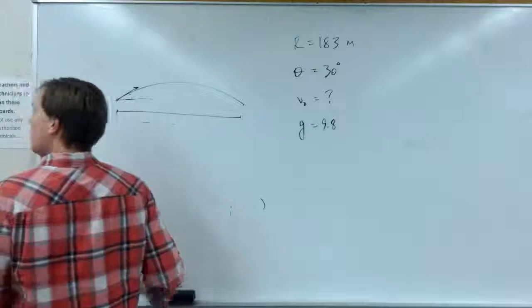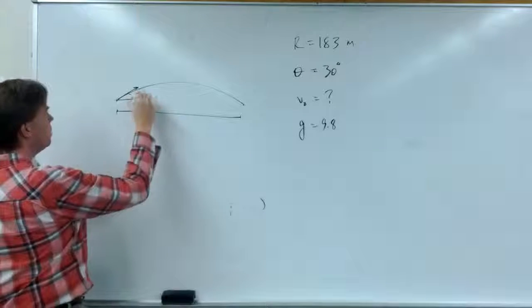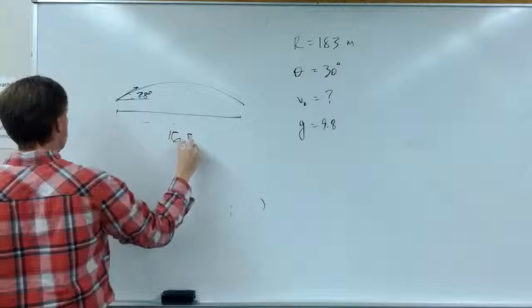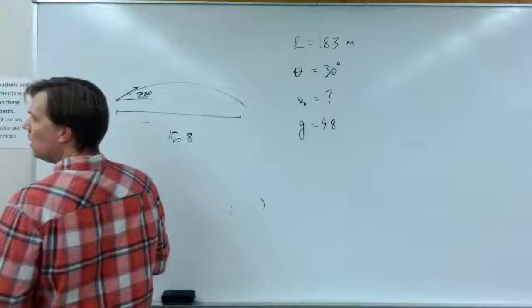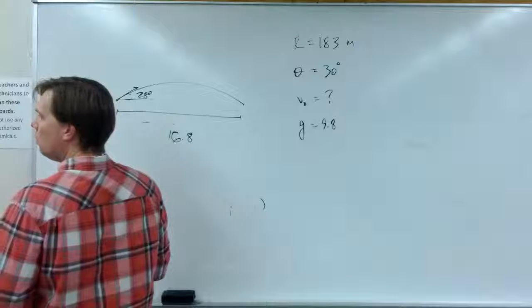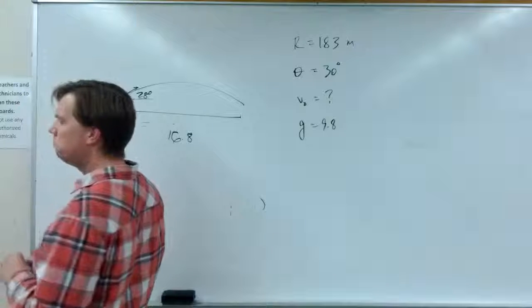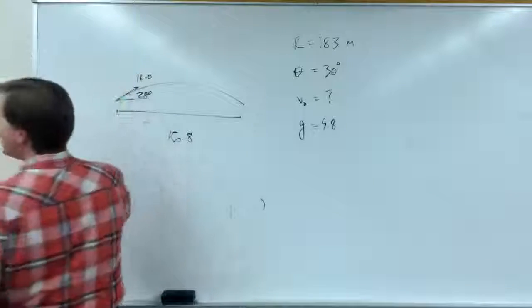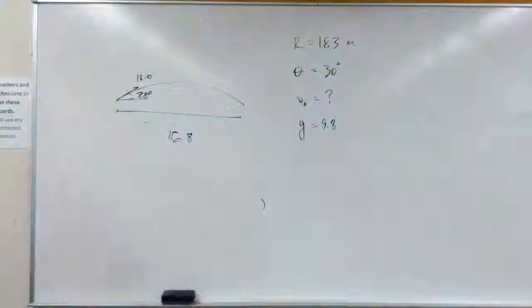Right. I'm told this angle is 28 degrees. I'm told this distance is 16.8. Oh, sorry. I am told this speed here is 16.0. So let me double check. This is more complicated than I thought, because it's not going to.